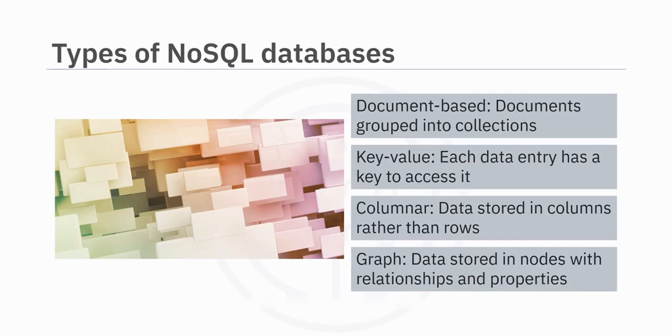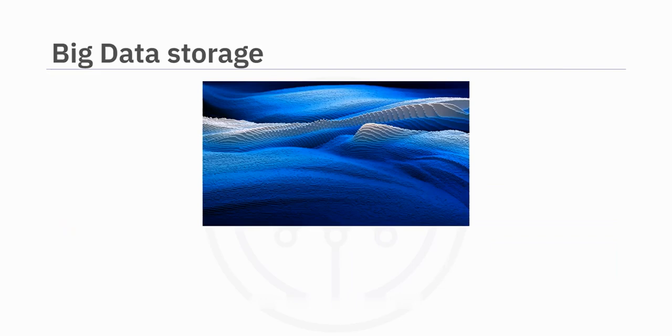Columnar databases store data in columns rather than rows, enabling storage of large volumes of data suitable for analytical workloads. Graph databases store data in nodes. Nodes have relationships and properties and can manage and query complex relationships between them. You can use technologies such as data warehouses, data marts, and data lakes for high volumes of data.